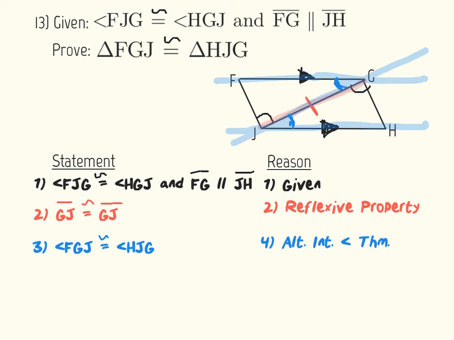Okay, and the last step, because I have an angle, then a side, then another angle on both triangles, I can use the angle side angle postulate to tell me the two are congruent. It gives me triangle FGJ is congruent to triangle HJG by the angle side angle postulate.